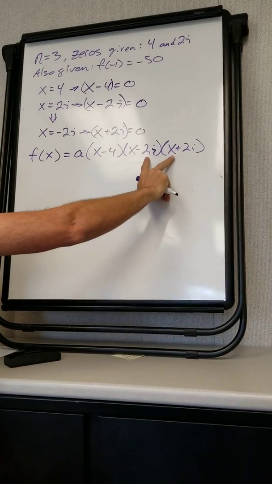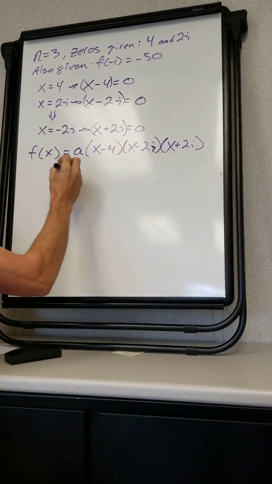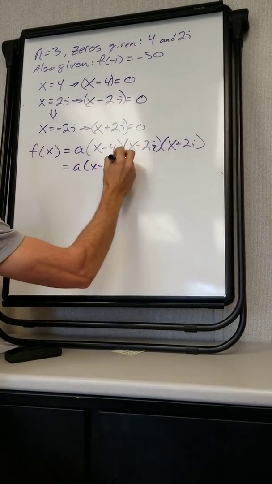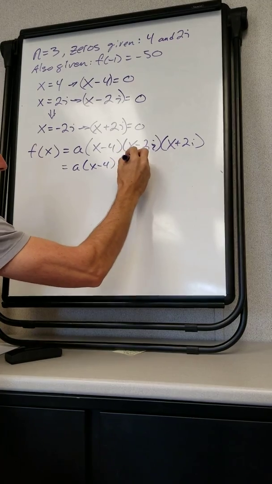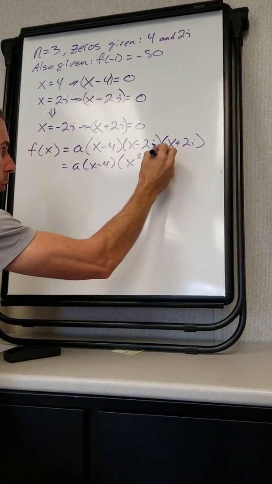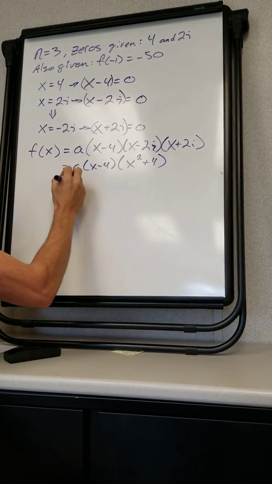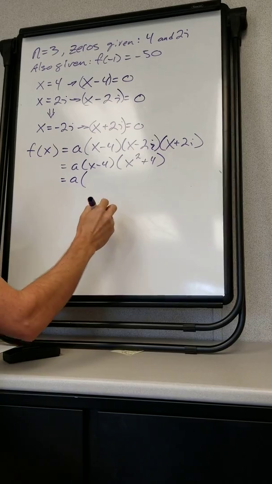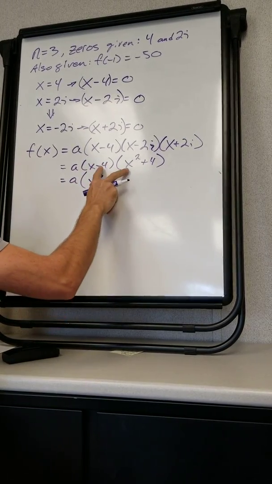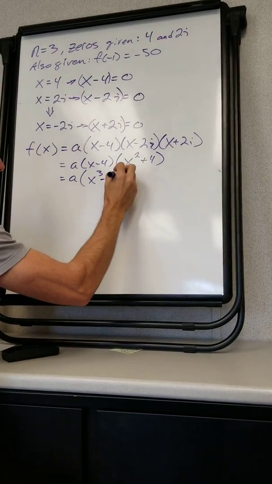Let's start multiplying and let's FOIL and combine like terms with these two factors first. So the a is still here, the x minus 4 is still here, and then when we FOIL and combine like terms here, we're going to get x squared plus 4. Now we'll FOIL and combine like terms here. A value is still there. X times x squared makes x to the third. -4 times x squared makes minus 4x squared.